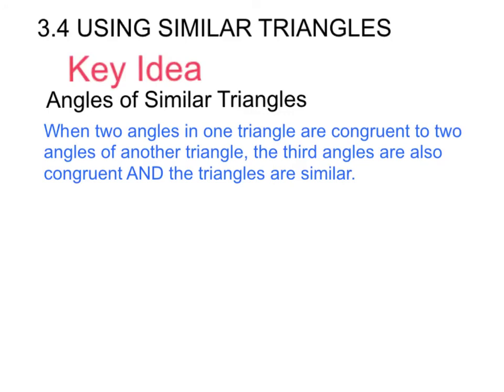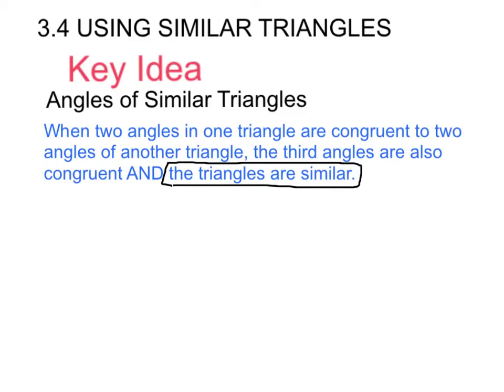Here is what this states. When two angles in one triangle are congruent to two angles of another, the third angles are also congruent, and that means the triangles are similar. So you actually don't need to know anything about the sides, as long as you know that two of the angles of one triangle are congruent to two angles of another.